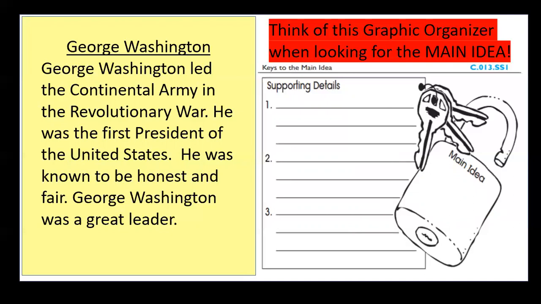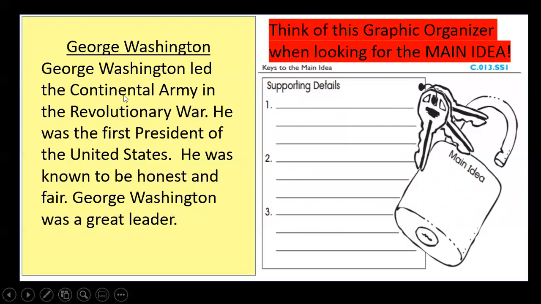Sometimes authors put the main idea sentence somewhere else in the passage. I always try that first sentence, but if it's not there, the next place I look is the last sentence. Let's look at the last sentence right here. George Washington was a great leader. Could that be my main idea?